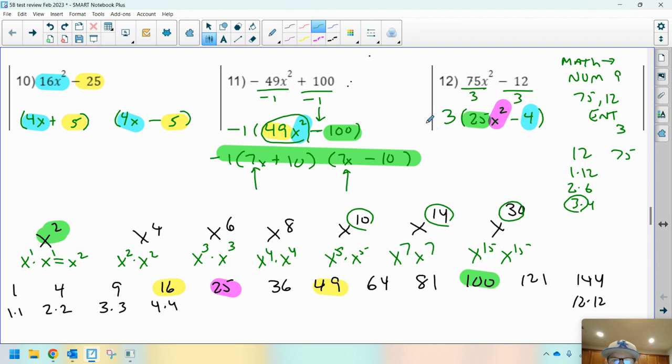So we have 3 as our GCF. We have 2 sets of parentheses. We're going to put a plus in the middle of one, a minus in the middle of the other. The square root of 25 goes at the beginning of each. So it's going to be 5. The square root of x squared also goes at the beginning. x times x is x squared. And then at the end, the square root of 4 is 2. So that is your answer.